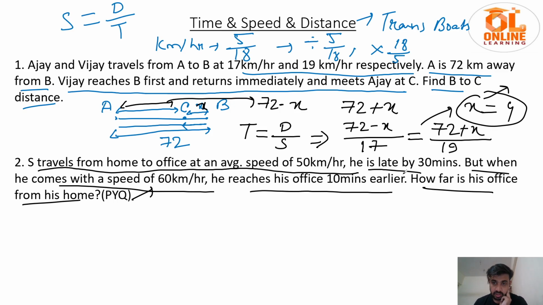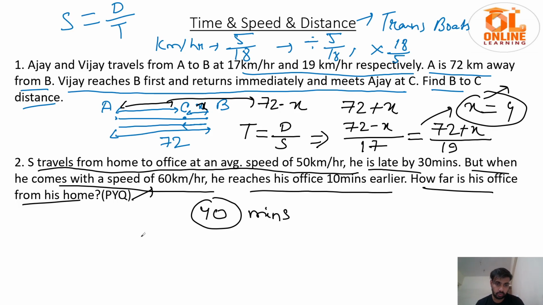See, the time difference between them is 40 minutes, right? Because if he travels by 50 kilometer, he is late by 30 minutes. But when he comes with a speed of 60 kilometer, he reaches his office 10 minutes earlier. Then the time difference between them is 40 minutes, right? So we know the time. We don't know the distance. We know the speed as well.